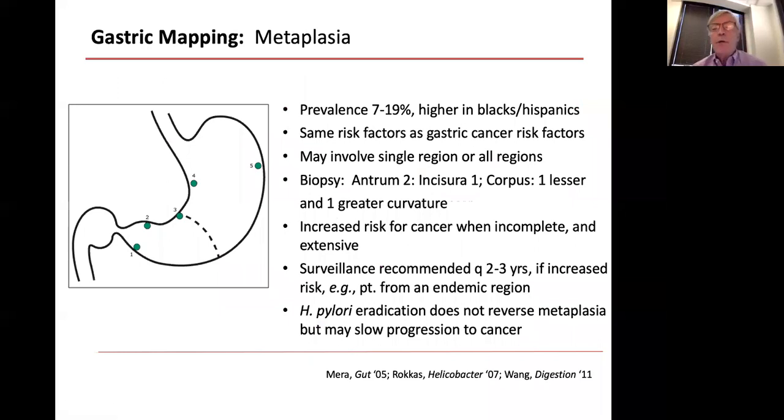So how do we go about mapping? Well, it's important to recognize that the prevalence of metaplasia is significantly higher in Blacks and Hispanics, despite the same other risk factors for gastric cancer. A single region, or multiple regions of metaplasia, may progress to dysplasia and gastric cancer.